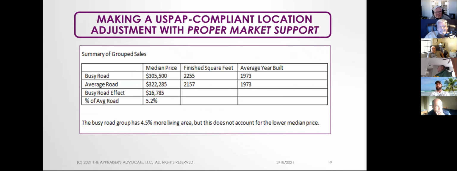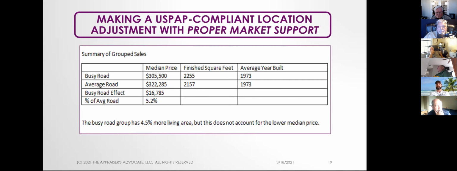Okay. So notice that on the busy road, the finished square feet was a little bit more than on the average road. I didn't worry about that, number one, because these include basement. So yeah, maybe there's a difference. I'm not sure which is the GLA. The second reason I'm not concerned is if we did, we would have a larger adjustment. The busy road group does have 4.5% more living area, but this would actually probably go down if we got it down to 2157.